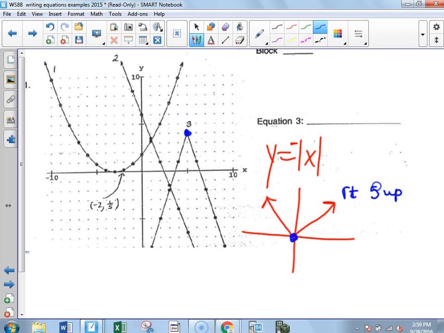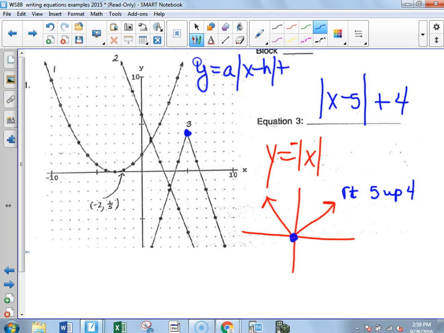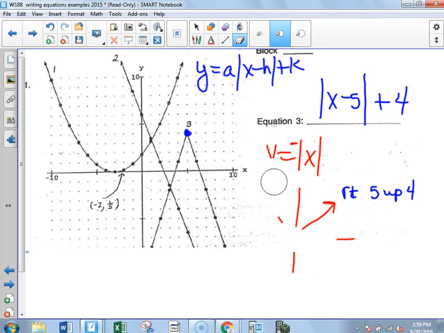5 and up 4, Jared says. Are we agreeing? Okay, does anybody know how we put that in? x minus 5 and plus 4 outside that. Perfect. It's just like vertex form of a parabola. It's a times absolute value of x minus h, plus k, all right? Now, it is going to have a negative out there, but I think it also has a stretch. So let me erase this picture so I have a little room to work down here.